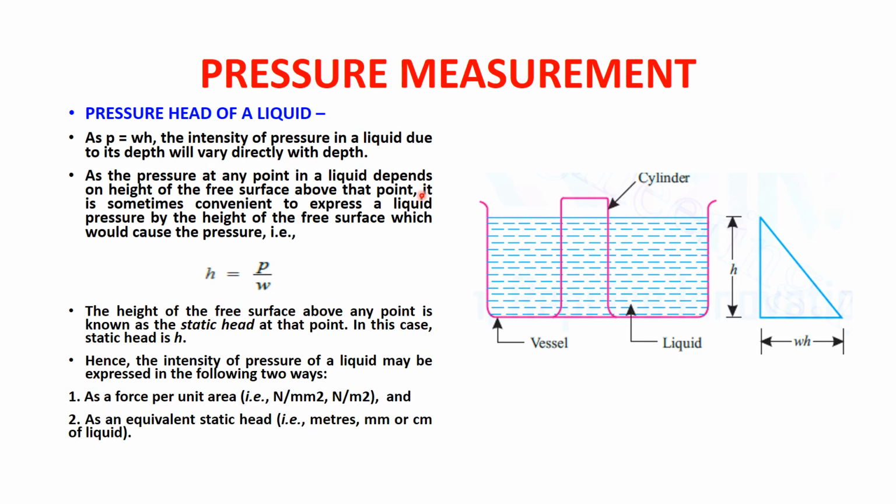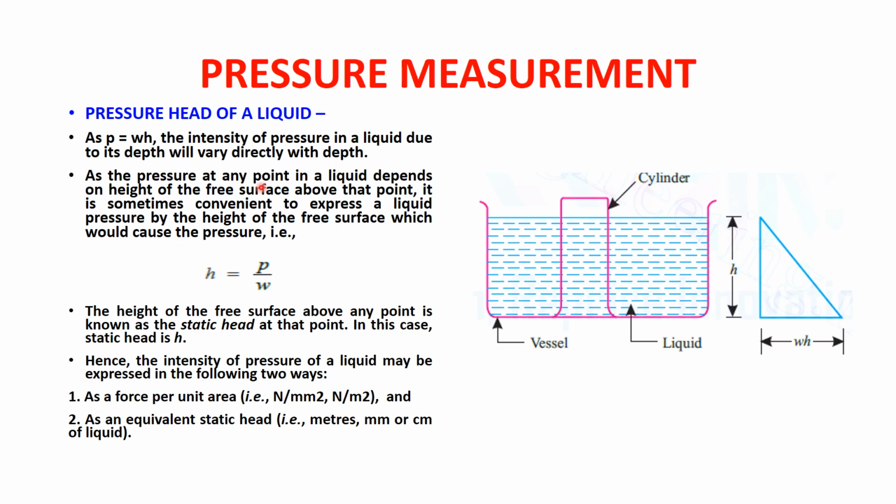As P = Wh, the intensity of pressure in a liquid due to its depth will vary directly with depth. It is only related to the height or the depth of the water above the cylinder surface. So as the pressure at any point in a liquid depends upon the height of the free surface above that point, it is sometimes convenient to express a liquid pressure by the height of the free surface which would cause the pressure.